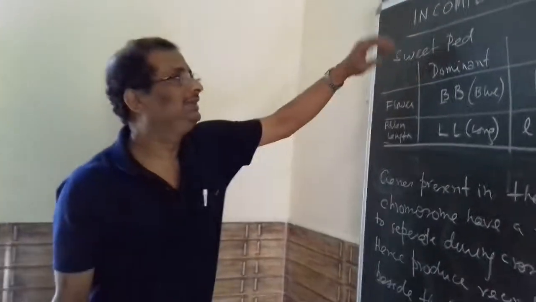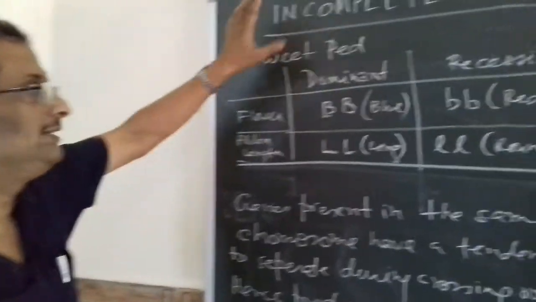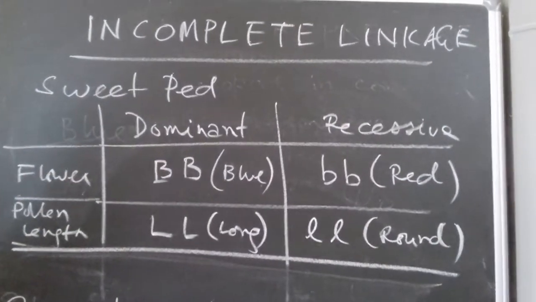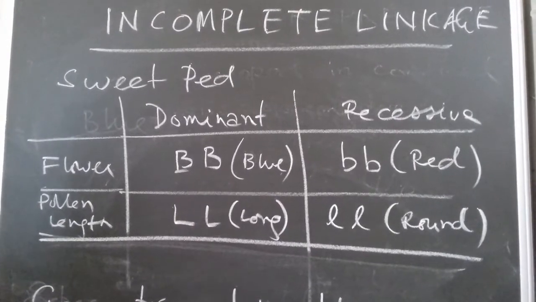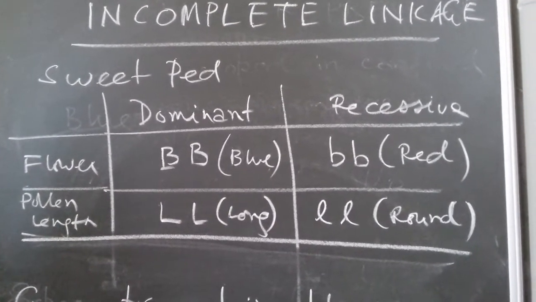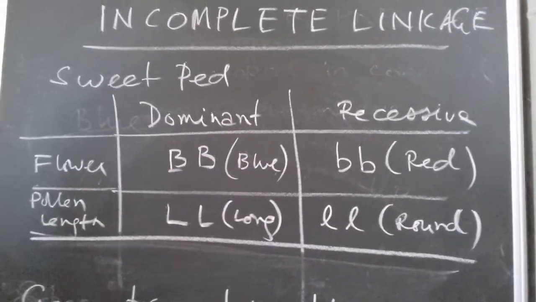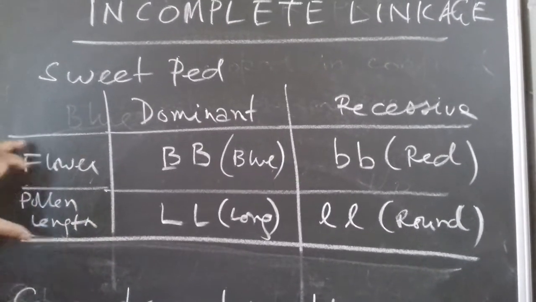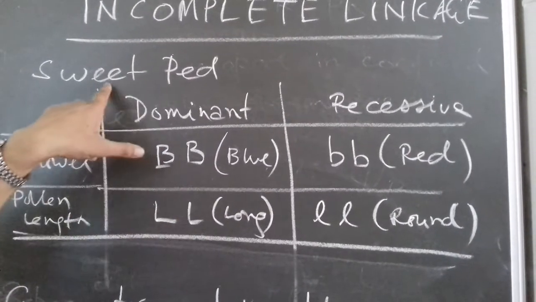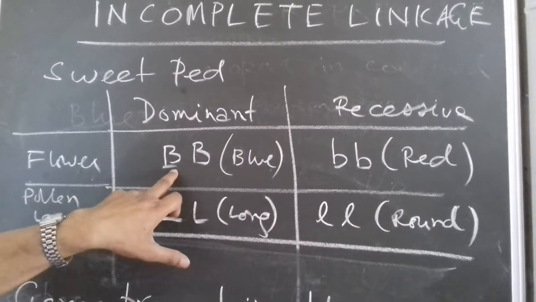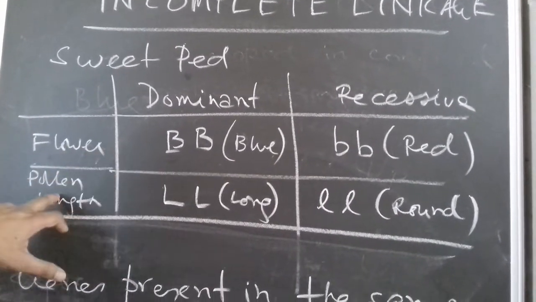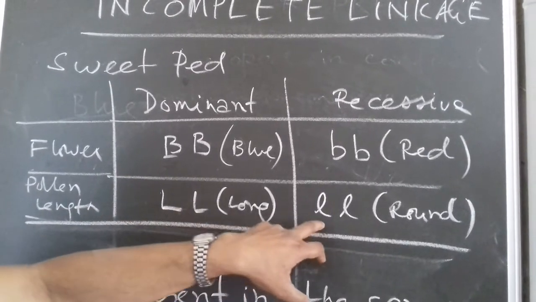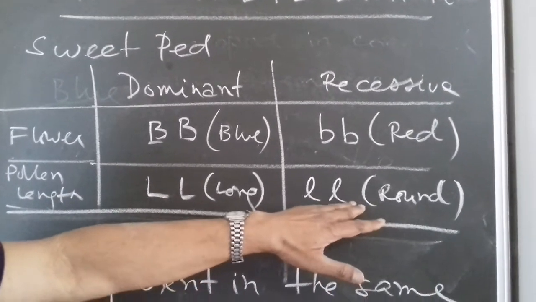Now, we will come to the incomplete linkage. As I told you, in complete linkage we get only the two parental types. But in case of incomplete linkage, we find the majority is the parental type and a small portion is that of the recombinant. For example, here we take sweet pea, Lathyrus odoratus: the flower color dominant character is blue and recessive is red, and pollen length, capital L is long and small l is round, the recessive character.